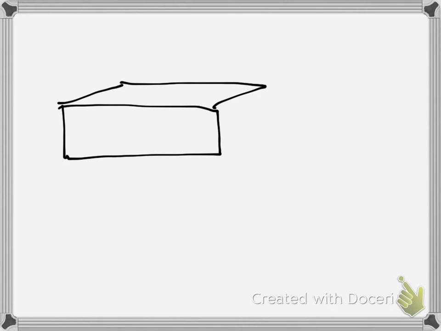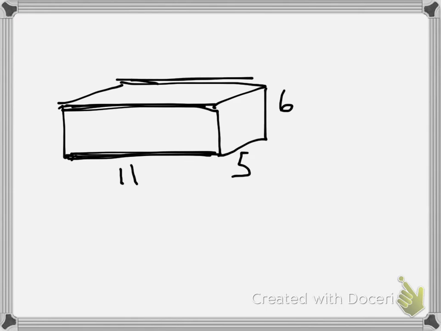Then you have a problem finding the surface area of a rectangular solid. It tells you that this is 6 centimeters, this is 5 centimeters, this is 11 centimeters. So every line that goes this direction is going to be 11. Any one that goes this direction here is going to be 5, and any one that goes straight up and down is going to be 6.